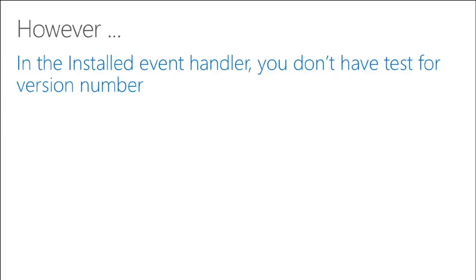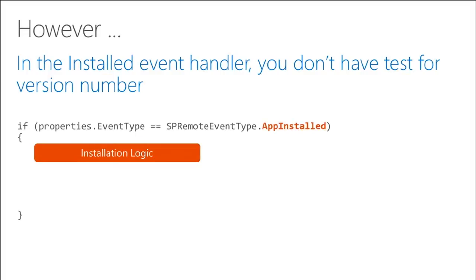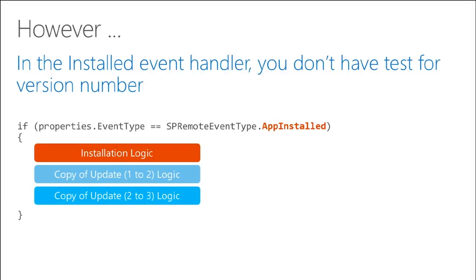So, the good news is that although you have to repeat your additive update logic in the installed event handler, you don't have to test for version number because on a clean install, the version of the current instance is in effect always 0. So there's your installed event handler, and there's your installation logic. And below that, you will copy your update logic from the update handler up here to the installed event handler. And there's no if-then wrapping around it. You don't have to test for version. And then on the next update, just copy that. You just stack each update's logic. And that way, on a clean install, the new app will get all the components all the way up to the latest version.